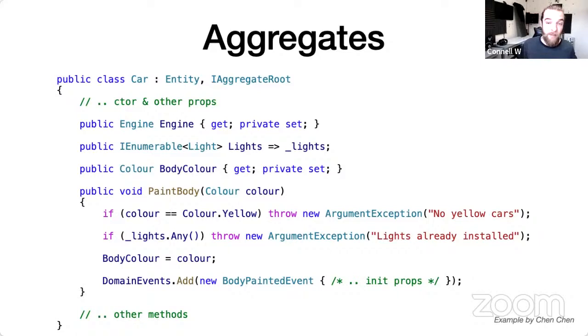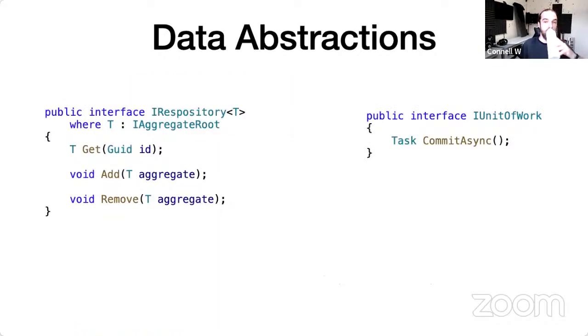And then I'm adding a domain event to a collection. That domain events collection there is from the entity base class, but it's just a collection. I think the important thing to note here is it's not actually publishing this at this point in time. It's adding an event to a collection, which is just sitting in memory in this car aggregate. But that's my body painted event. That's a domain event. And then I can add some other properties to that. I'll put what color it is or anything that I need on the event as a property on there.